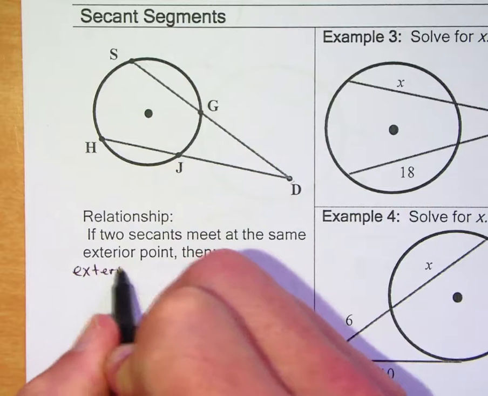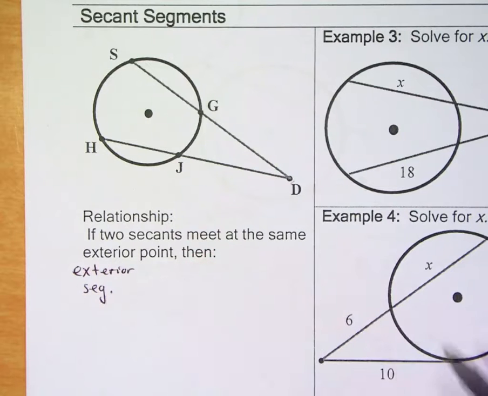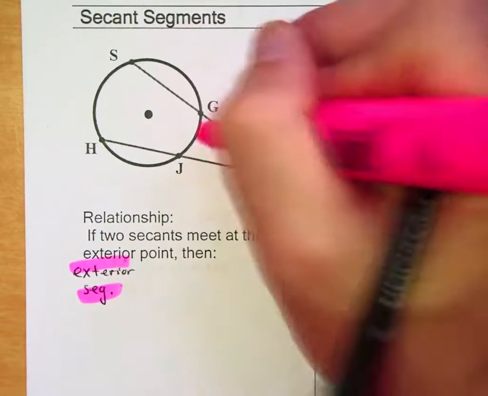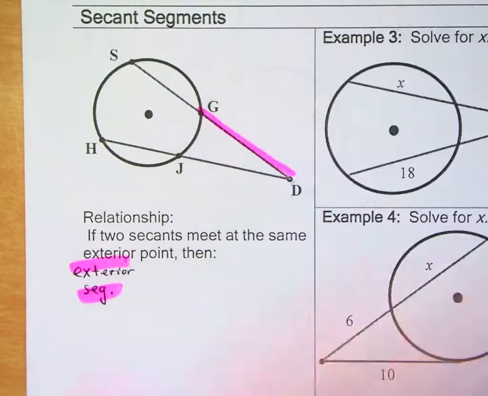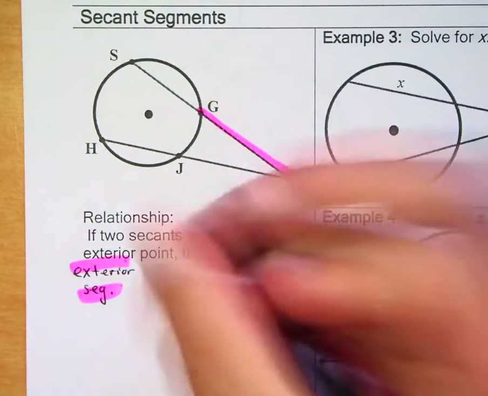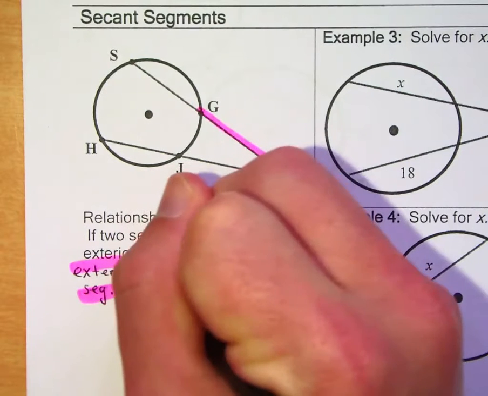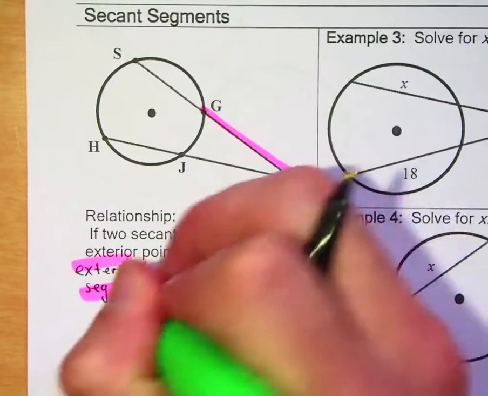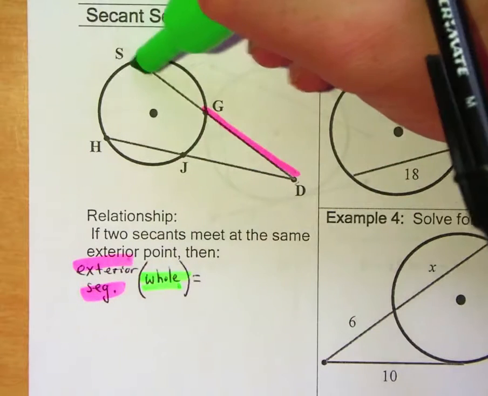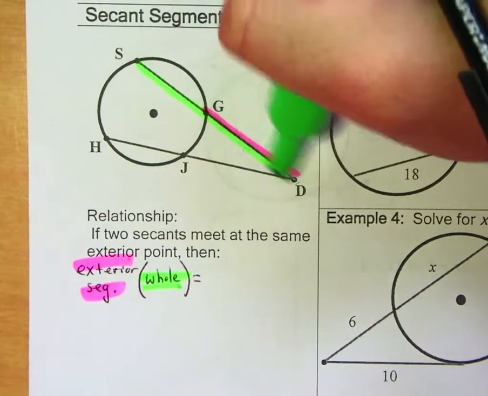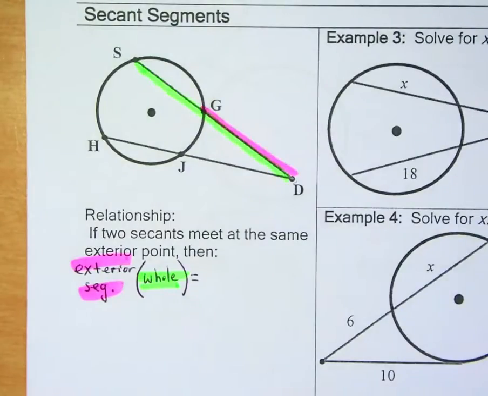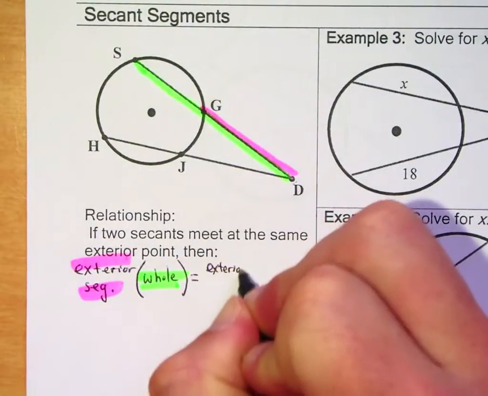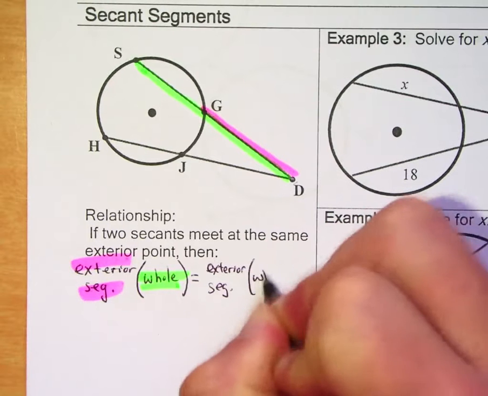You have your exterior segment, which I'm going to highlight here in pink. This is the exterior segment of the secant. It's on the outside of the circle. And if you multiply that times the whole secant, this would be the whole secant. It's equal to the exterior segment of the other secant times its whole thing.